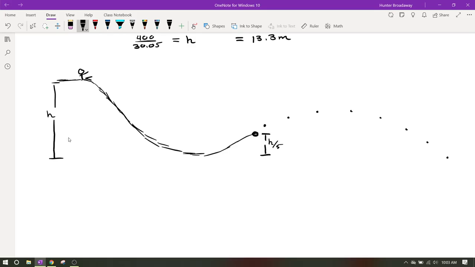So we're going from height h to 1/5 of the height. Okay, and what we want to do is, I believe, try to find out either the speed or, let's see here. We want to find the maximum airborne height in terms of h and theta.